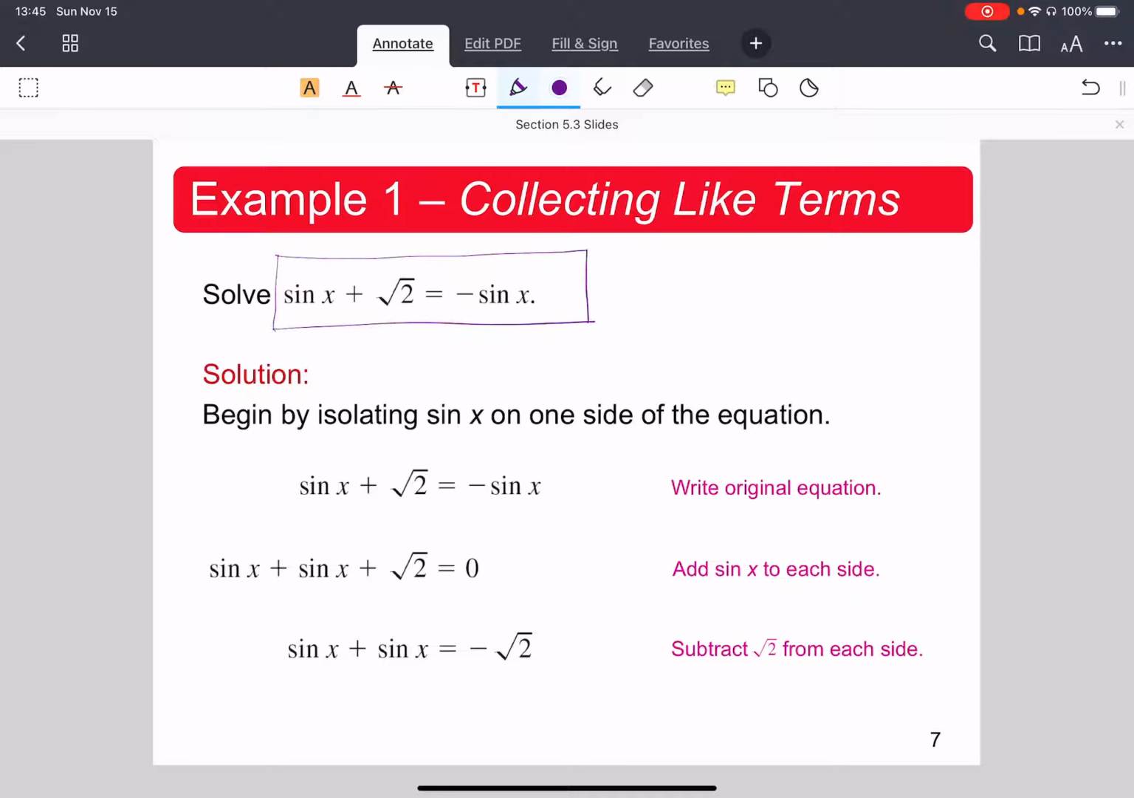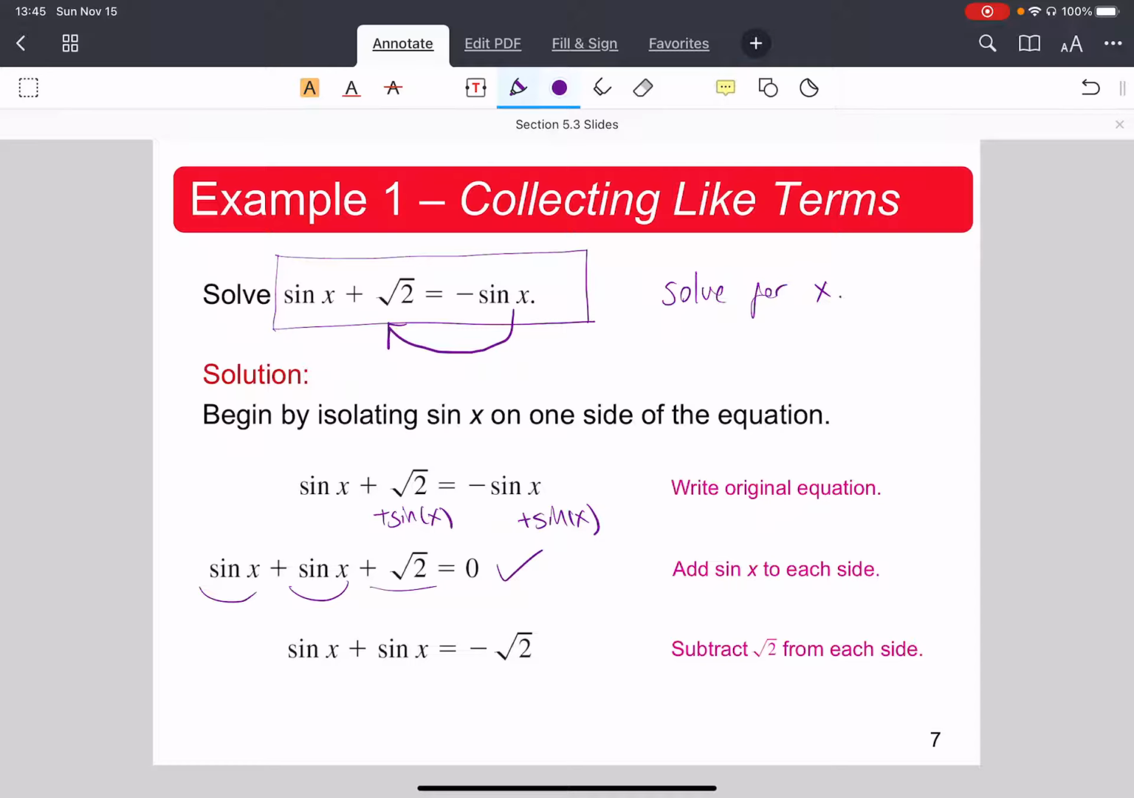There are multiple. There's one on the left, sine x plus square root of 2 equals negative sine x. So we're going to solve for x. We need to find x's that make this equation true. First, we're going to isolate the sine x on one side of the equation. It can be done multiple ways, but I guess the easiest would be sending this negative sine to the left-hand side. For that, we're going to add sine x to both sides, and then you're going to get sine x on the left plus root 2 equals 0.